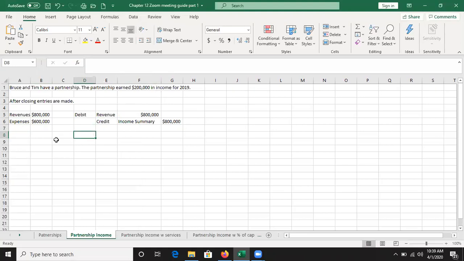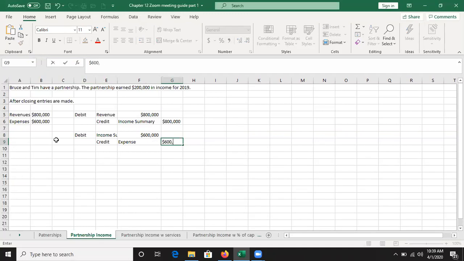Expenses would get closed out. Expenses have a debit balance, so to get rid of expenses, you would have to credit expenses. So to offset them with a debit, you would have to debit income summary. So we would debit income summary, credit expenses.